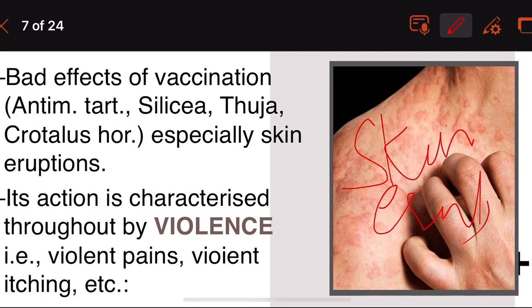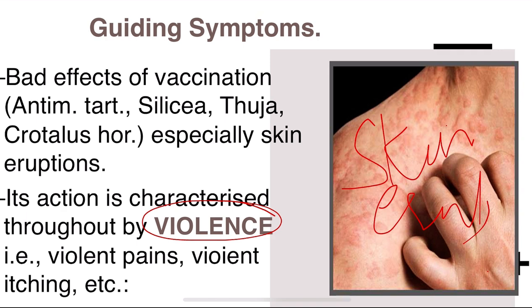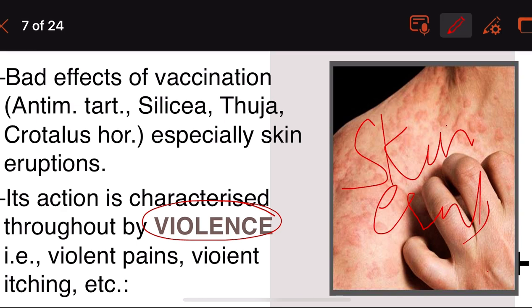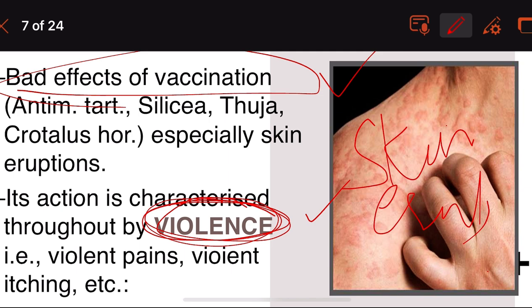Its action is characterized throughout by violence. So we see Mezereum is very violent in action. They have very violent pains, violent itching. So if a patient comes up with violence in their presentation, if the clinical presentation is very violent, the pains are violent and there is violent itching, if the symptomatology matches, we can think of Mezereum. Okay, there is violence. So what did we see? The guiding symptoms: bad effects of vaccination and violence. Okay, these two are clear.